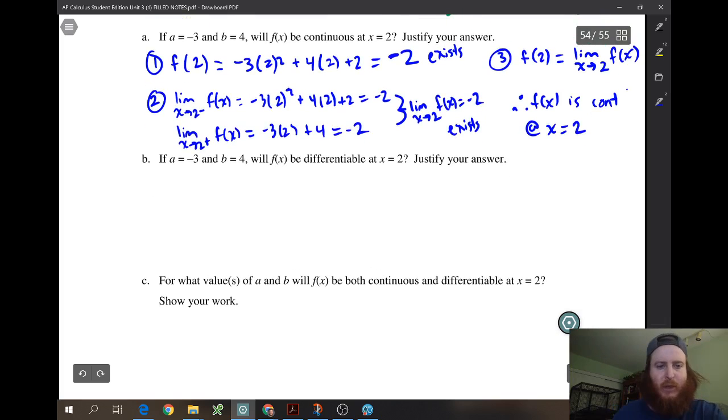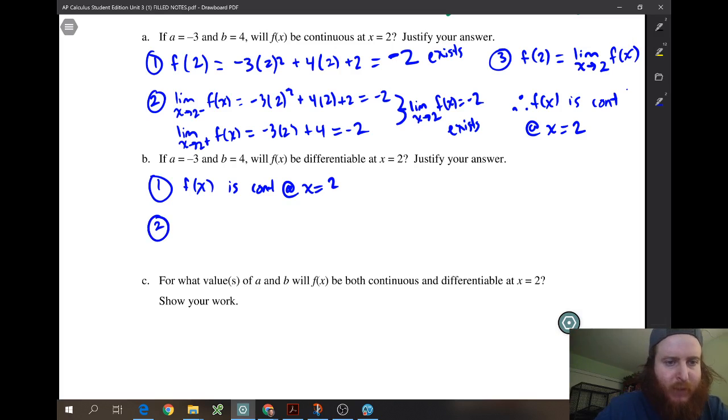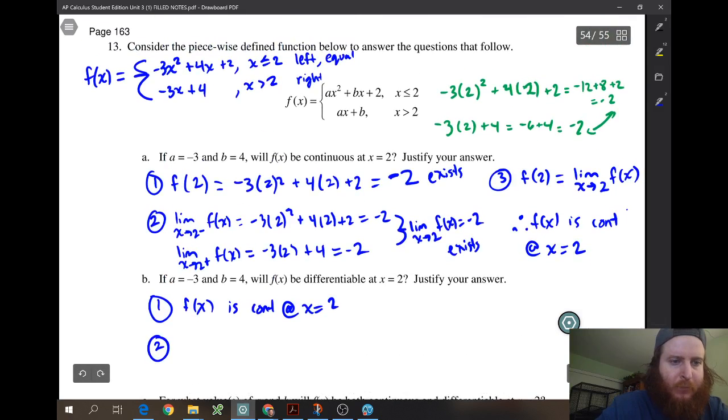Okay, now for differentiable we had 2 rules, right? These are new. Our first rule is that f has to be continuous, and f of x is continuous at x equals 2. Why? We just proved it in the last step. Now our second rule has to be with those limits, the left side limit and the right side limit for the derivatives. So before we do that, we need to take the derivative.